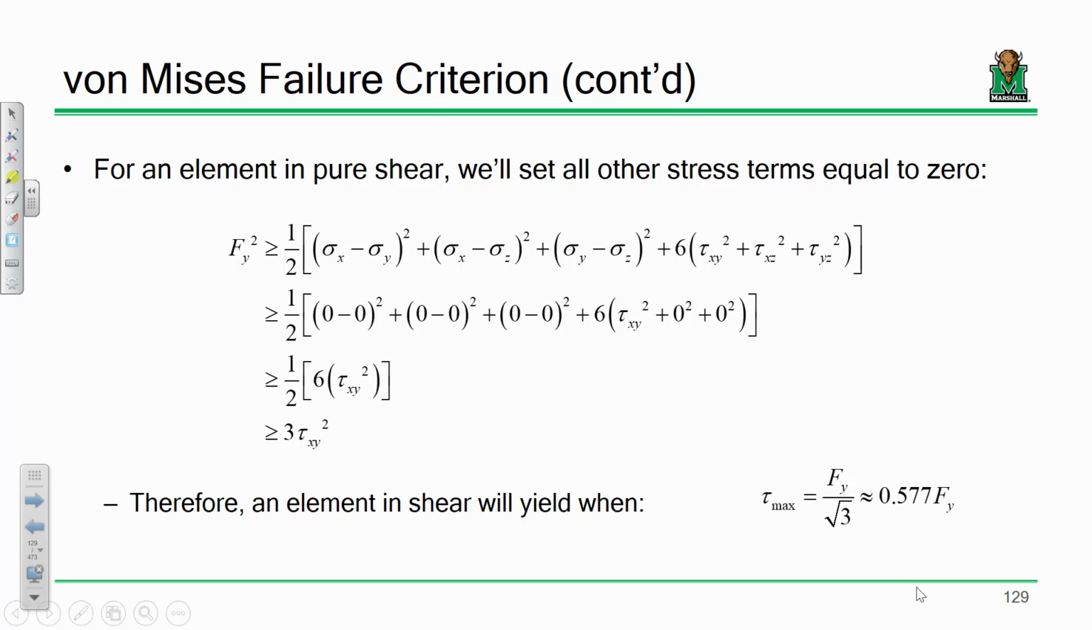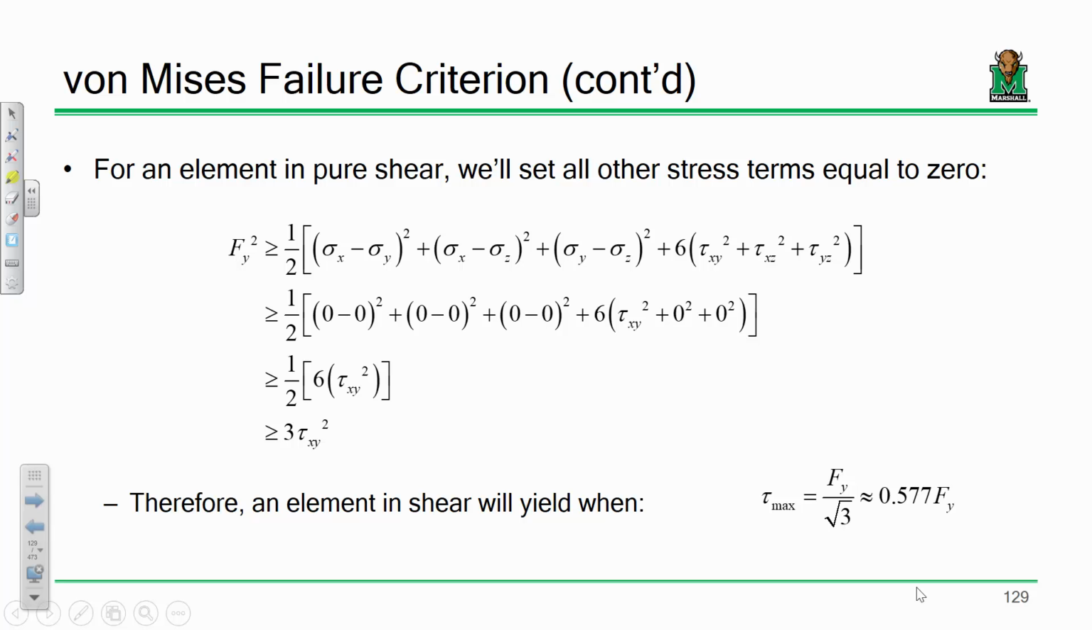If you take this equation and set all the stresses equal to 0 but one of the shear stresses, in other words, take an element and put it under shear. That's it. Shear it and see when it yields. Plug and chug, and you find that its maximum shear stress before it yields is not the yield stress. It's about 57% or 58% of the yield stress.